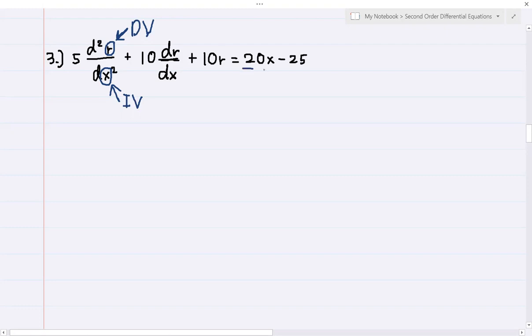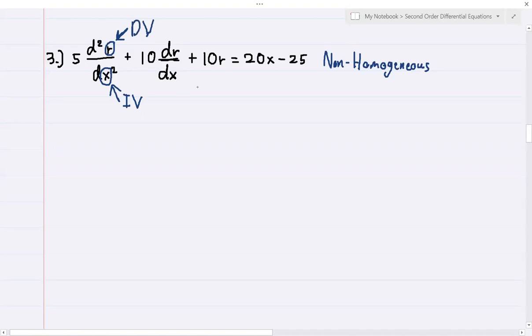And the second thing is the function on the right. Since we have 20x minus 25 and it's obviously not 0, this is what you call non-homogeneous. Basically, if the right side is not 0, then it is non-homogeneous. Now let's get our general solution.